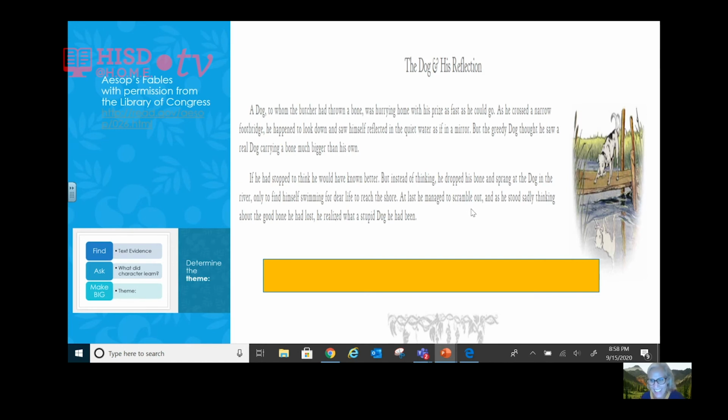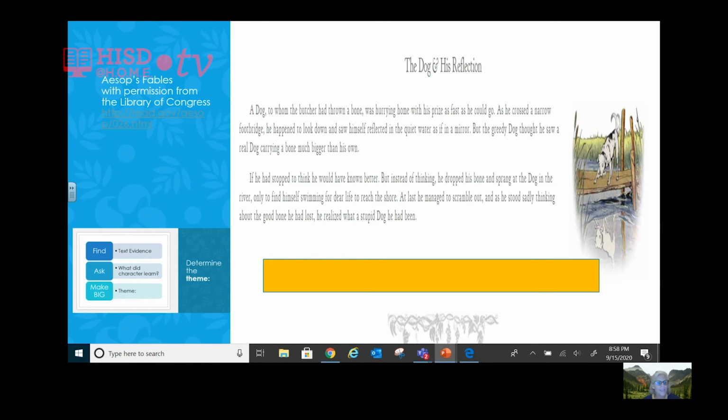Oh my gosh. What do you think? Did he have the bone or not? And as he stood sadly thinking about the good bone he had lost, he realized, there's that word, that aha moment, what a stupid dog he had been, or silly, or greedy.